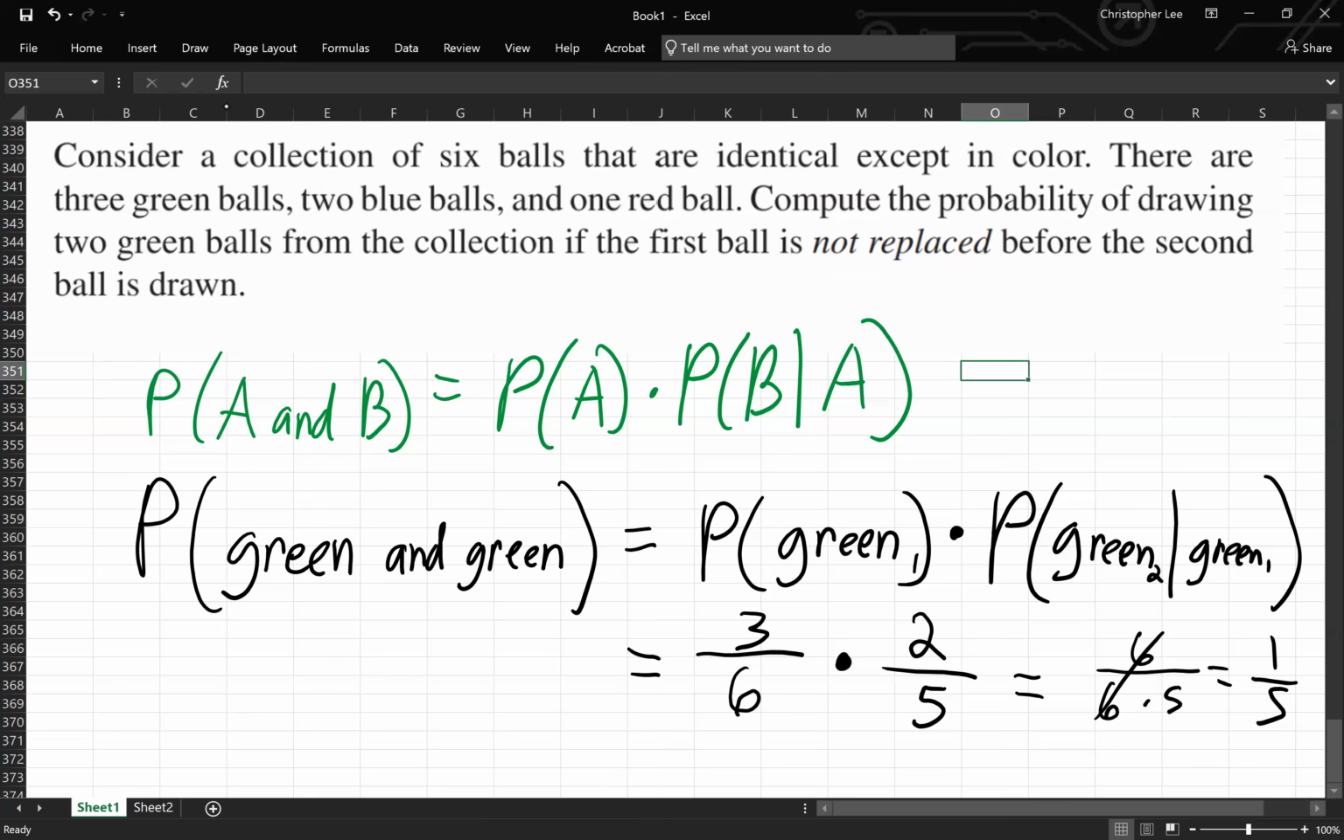Did you not multiply that? Is that because you're supposed to do reciprocal and divide instead? Multiply straight across. 3 times 2 is 6, and 6 times 5 is 30. And then 6 divided by 30 is 1 out of 5. Nah, just multiply straight across.